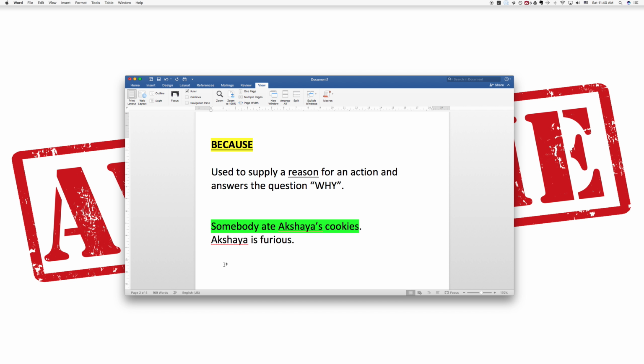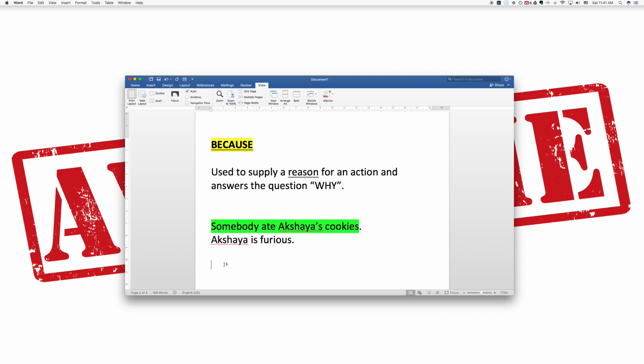Somebody ate Akshaya's cookies. Oh dear. Akshaya is furious. Now, between these two sentences, which one answers the question why? Is it Akshaya is furious? No. Akshaya is furious, and we need to find out the reason why. That's right, somebody ate Akshaya's cookies. That's why Akshaya is furious.